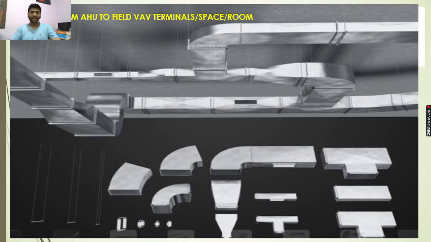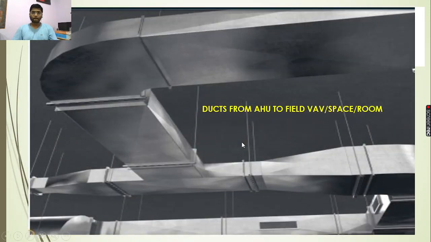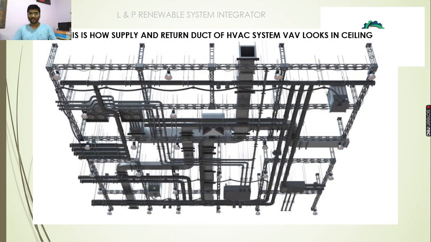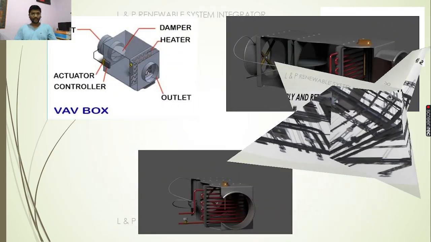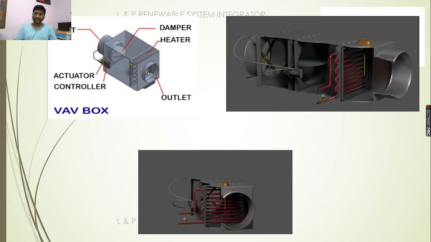So this is how the ducts will be there. See, this is how the supply ducts and return ducts of the entire HVAC system of the VAVs look in the ceilings. These are the terminal units at different places which are supplying the particular rooms. Above the ceiling there won't be that many partitions, but below that there will be room partitions. In those rooms, through these ducts and VAV terminals, the temperature will be maintained.